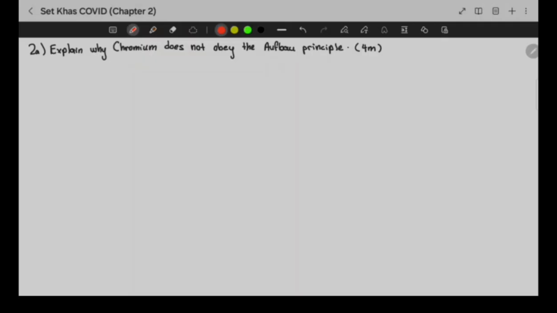Today I'll be discussing Set Khas COVID Chapter 2. So let's take a look at this question. Explain why chromium does not obey the Aufbau principle. So before answering this question, let's take a look at the meaning of the Aufbau principle.